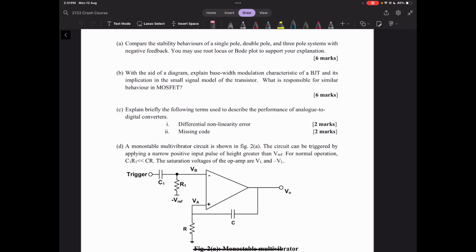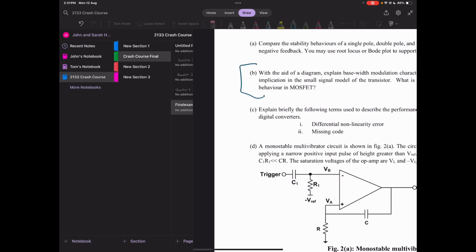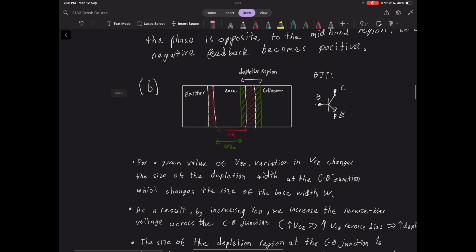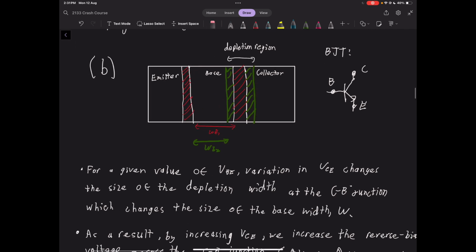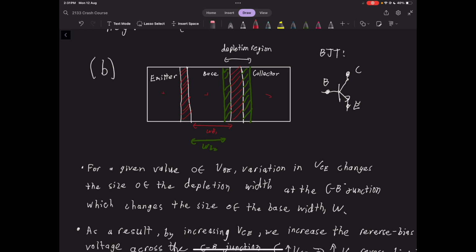Next, we're asked to explain base width modulation for a BJT and its implications for the small signal model, and then outline what's responsible for similar behavior in MOSFETs. And it asks us to use a diagram. So this is the diagram of a BJT. You've got your emitter, base, and collector, and then we've obviously got the channels here.